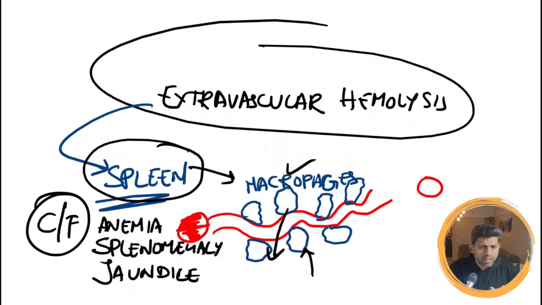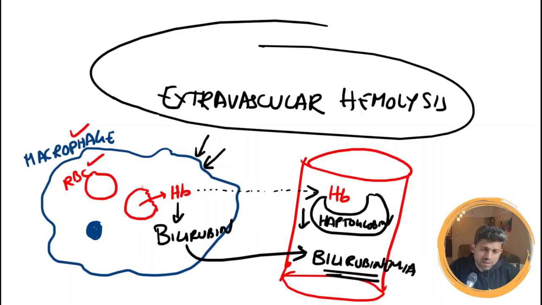Then we saw that when the RBC deformability reduces, splenic macrophages eat up these RBCs. And that is how extravascular hemolysis occurs. Because of all of this, patients have anemia, splenomegaly, and jaundice. Then we saw that the RBCs which are eaten up by macrophages release hemoglobin, some of which reaches the circulation, but it is taken up by haptoglobin, because of which haptoglobin levels decrease. And that heme finally gets converted to bilirubin, causing unconjugated bilirubinemia.